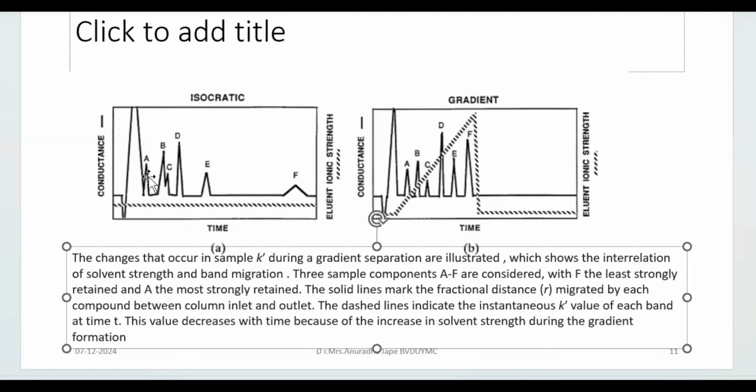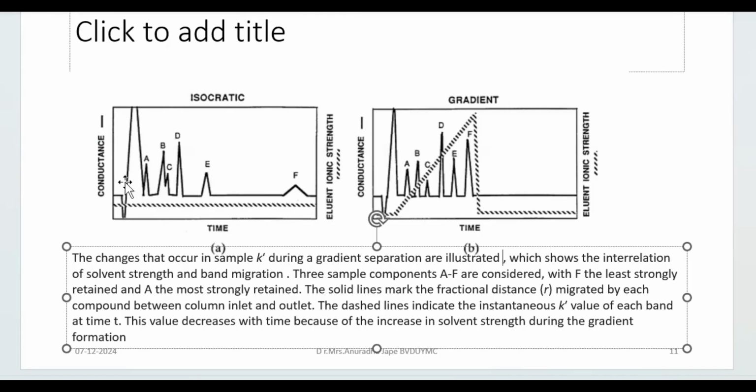So is it interacting more with the mobile phase or with the stationary phase? Because it is eluting out, that means it is interacting more with the mobile phase, and F is retained most, coming out last. So it is having more interaction with the support matrix, the stationary phase. Right? In this case, the scenario is totally changed. All of them have come out in a specific time period.